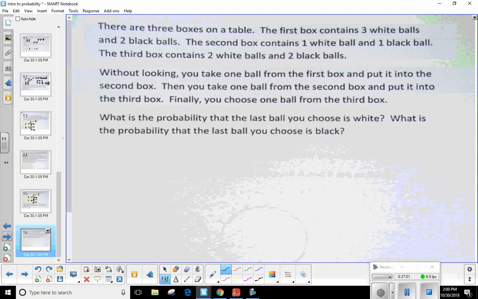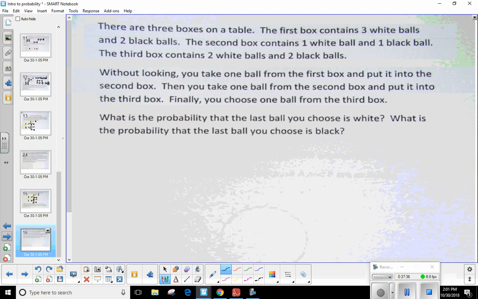So it says there are 3 boxes on a table. The first box contains 3 white balls and 2 black balls. The second box contains 1 white ball and 1 black. The third box contains 2 white balls and 2 black balls. Without looking, you take 1 ball from the first box, put it in the second. You then take 1 ball from the second box, put it into the third. Finally, you choose 1 ball from the third box. You just move right along without looking. Here's the question. What's the probability that the last ball you choose is white?